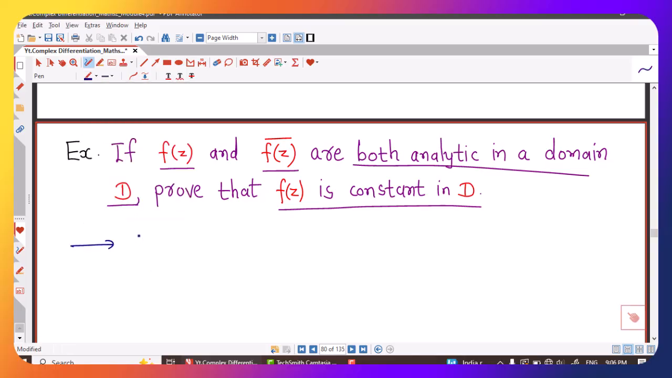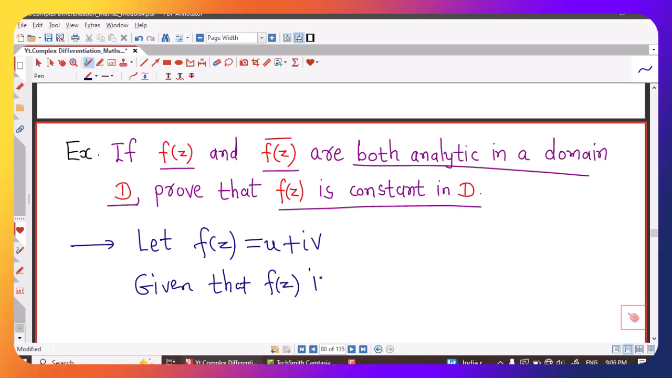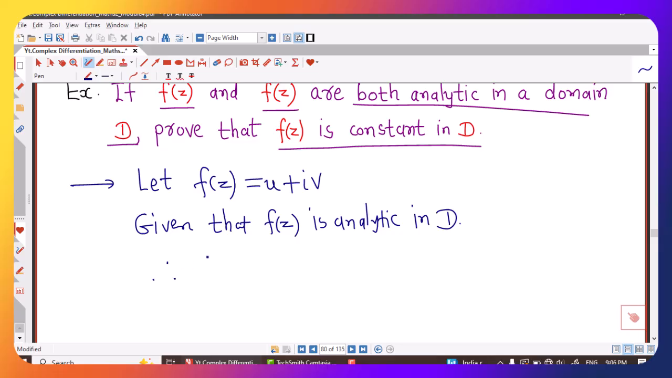So first we consider f of z equal to, say, u plus iv, and given that f of z is analytic in a domain D. Therefore, u and v must satisfy Cauchy-Riemann equations in a domain D: del u by del x equal to del v by del y, and del u by del y equal to minus del v by del x in domain D.